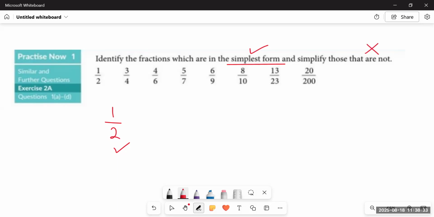Okay. Now, number 2, 3 upon 4 again. 3 upon 4 is in its simplest form because it cannot be simplified any further. 3 and 4 don't have any common factor.